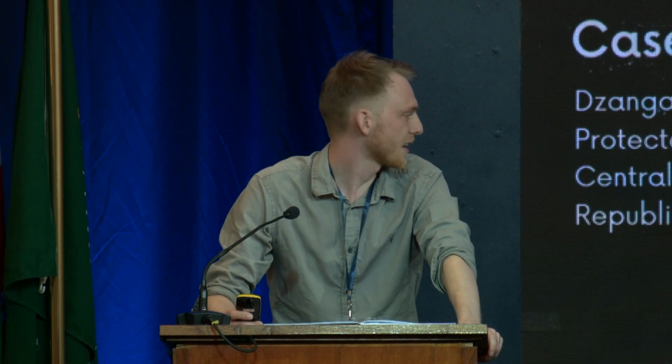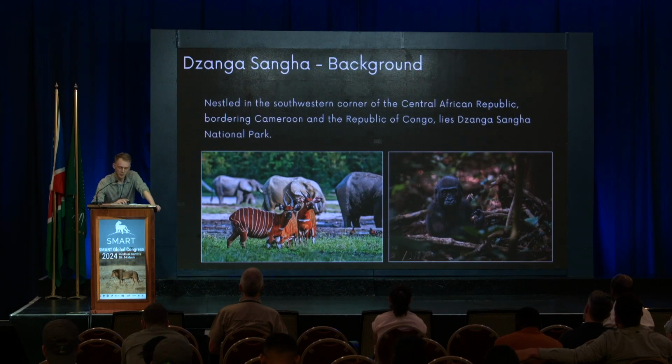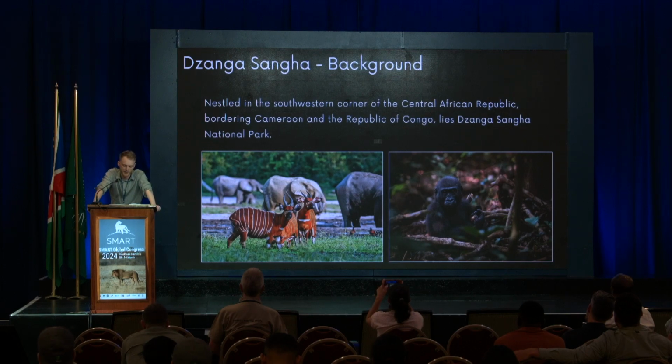And that is Zangabai in Zanga-Sanga National Park. For background, that's nestled in the southwestern corner of CAR, bordering Cameroon and the Republic of Congo, as part of the Sanga trinational landscape. It's an extraordinary tropical rainforest preserve and a critical sanctuary for forest elephant, for gorilla, for chimpanzees, amongst many other species. And it's also home to the indigenous Bayaka people who play a critical role in the landscape safekeeping.